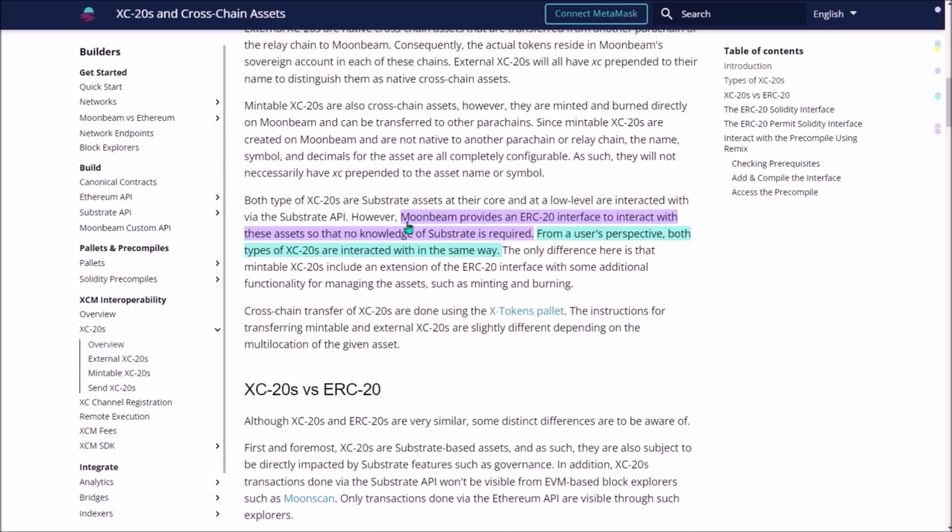And that's still only half of the story, since Moonbeam provides an ERC20 interface to interact with these XC20 tokens. That means users from outside of the Polkadot ecosystem don't need any knowledge of substrate-based wallets to be able to interact with and manage their XC20 assets.